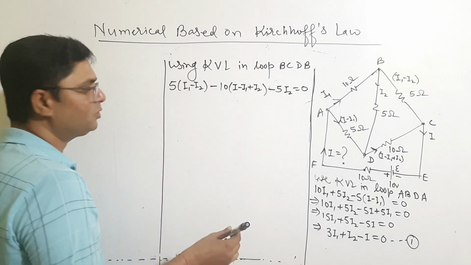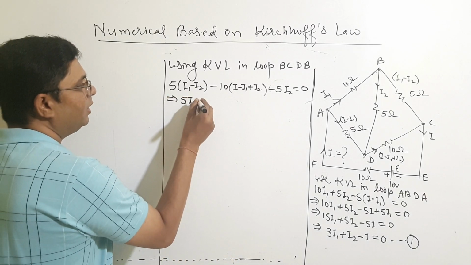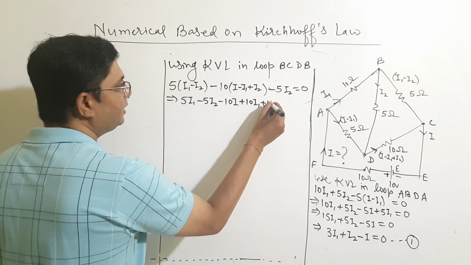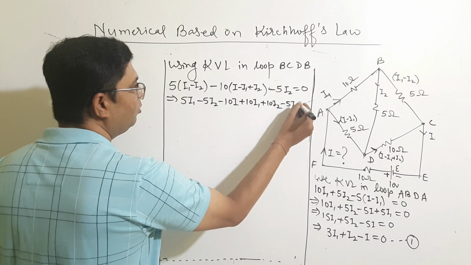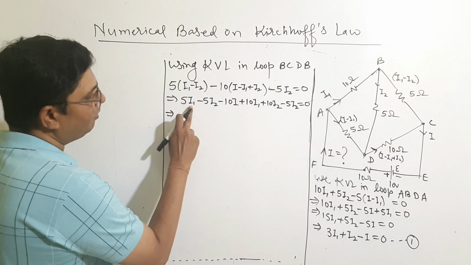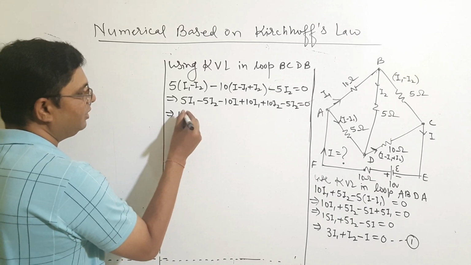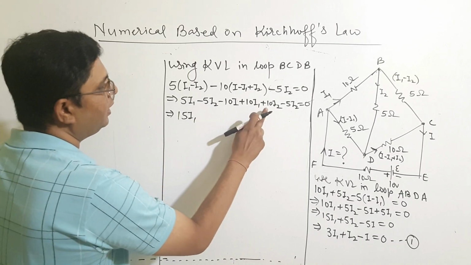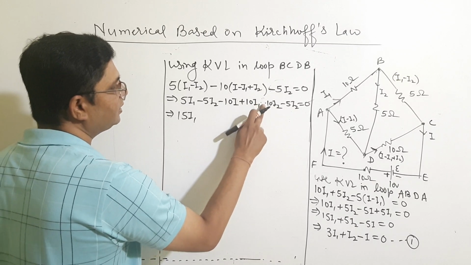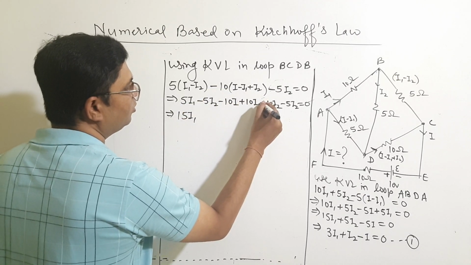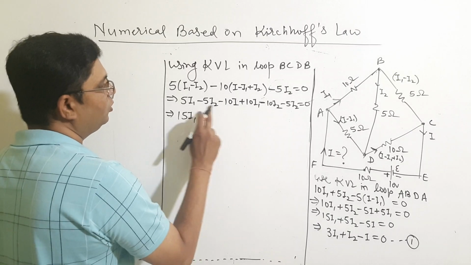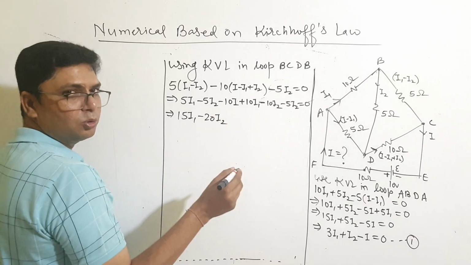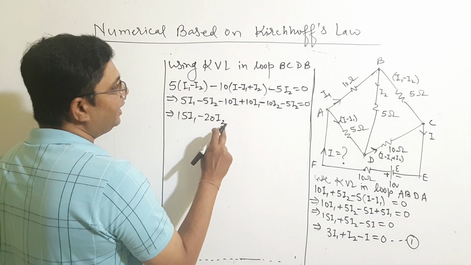Now you also have to write it in simplest form, so this is 5 I1 minus 5 I2 minus 10 I plus 10 I1 plus 10 I2 minus 5 I2 equal to 0. Now find I1. I1 is here, I1 is here, so 10 and 5 is 15 I1. Find I2. I2 is here, here and here. Here I wrote plus, this will be minus, so minus 5, plus 10, minus 5, which is minus 20 I2. Go slowly while solving the numerical. And now next is I.